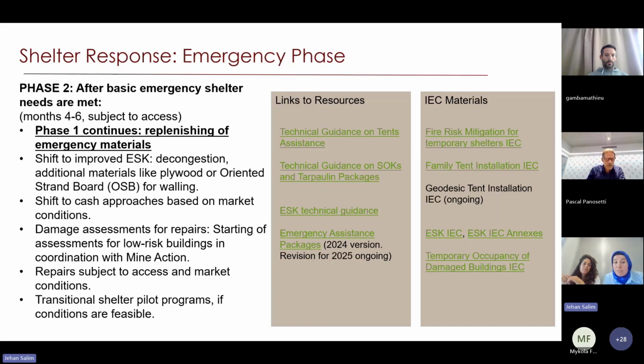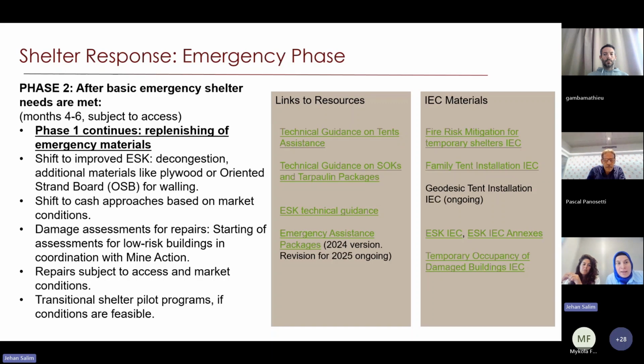Then the start of assessment for low-risk buildings in coordination with the mine action group. Repair subject to access and market conditions, just to remind you, and transitional shelter pilot programs, we will try to do as much as possible. We have some initiatives on piloting, some initiatives already on this one. We have all these resources. Pascal will put it in the chat for you.